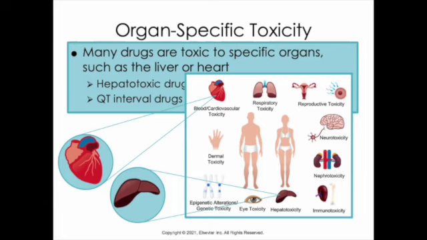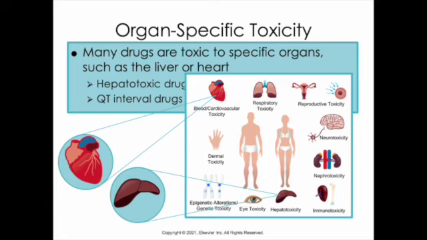Okay, so organ-specific toxicity. There are many drugs that are toxic to specific organs, such as the liver, the heart, the kidneys, and we talked a little bit about that already in the previous presentation. Common examples of drugs that injure the kidneys: think about the antifungal drug amphotericin B, which can directly injure the kidneys.